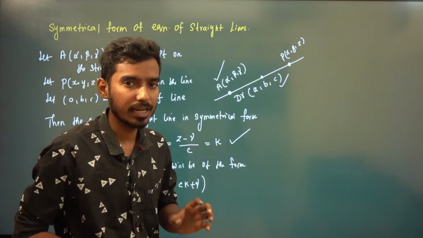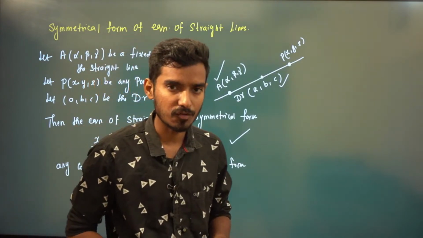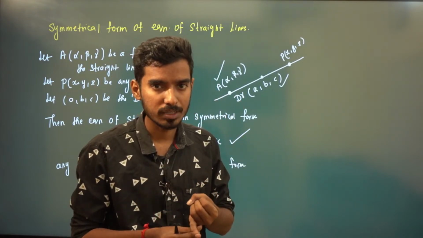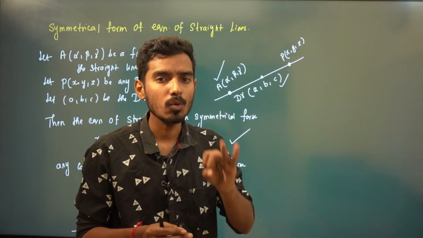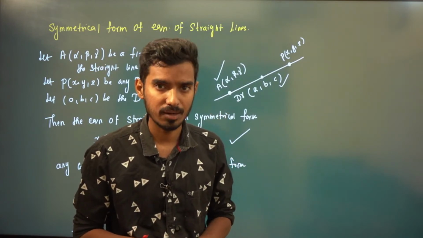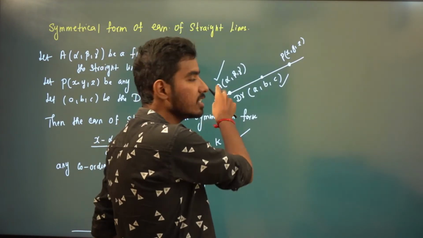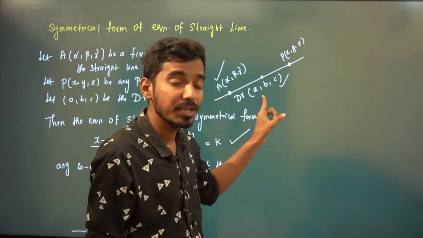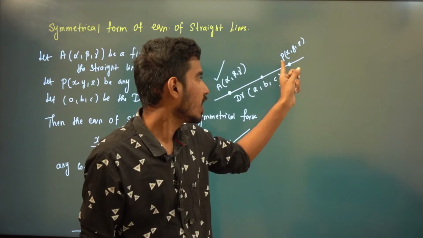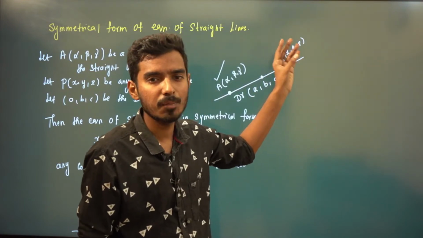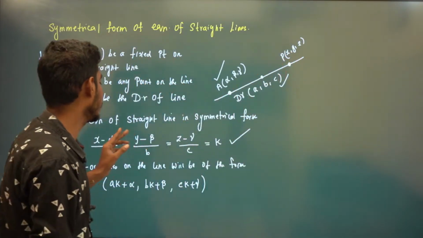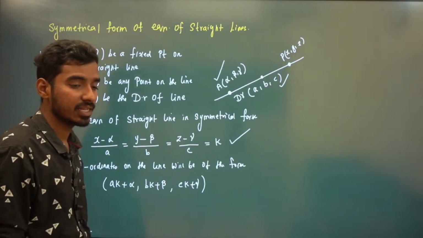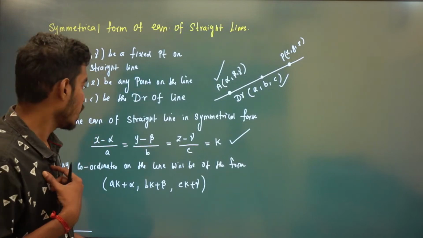So in order to write the symmetrical form of the equation of a line, you need to do two things. First, you need to know the direction ratio of the line. Second, you need to know any one point on that line. A is the one point that you already know, which is alpha, beta, gamma, and a, b, c is the direction ratio of the line, and x, y, z is any arbitrary point on the line. Then the equation of the line is given by x minus alpha by a, y minus beta by b, z minus gamma by c is equal to k.